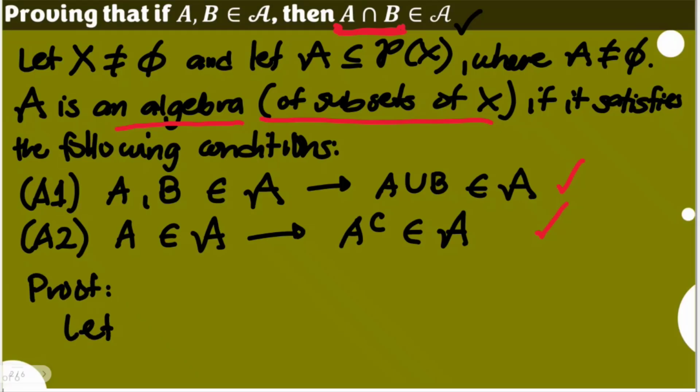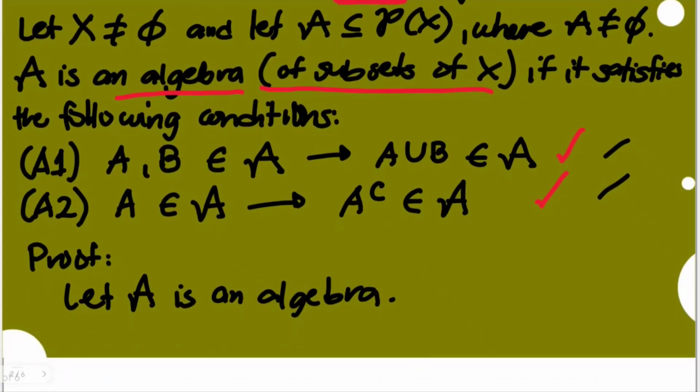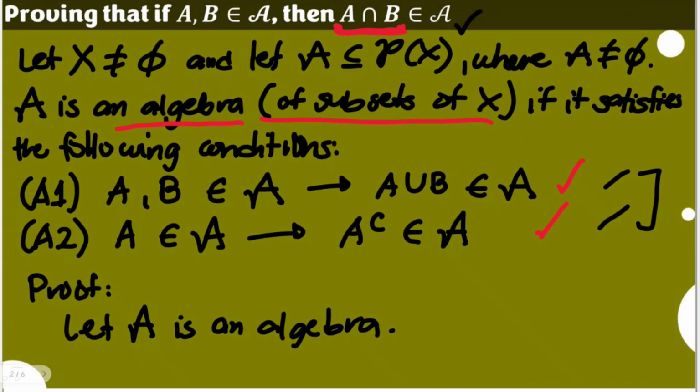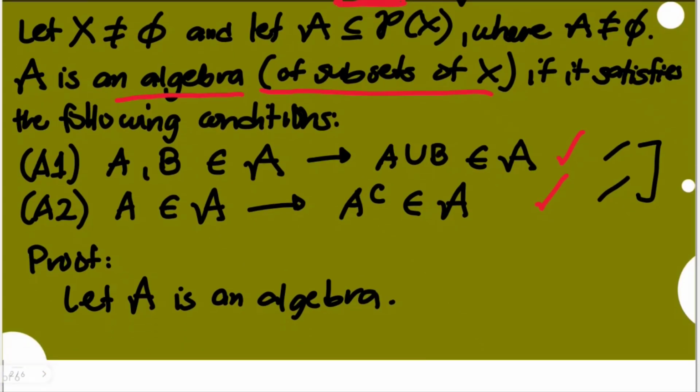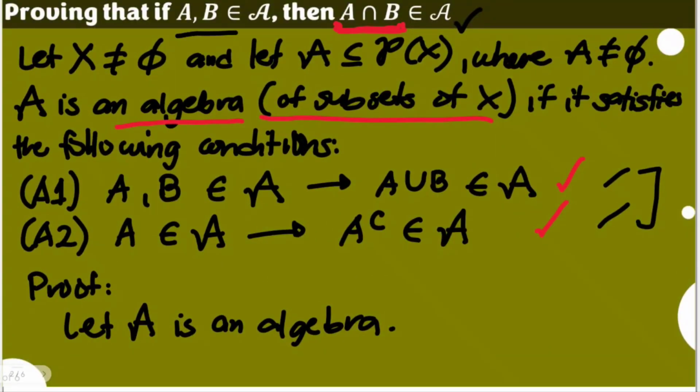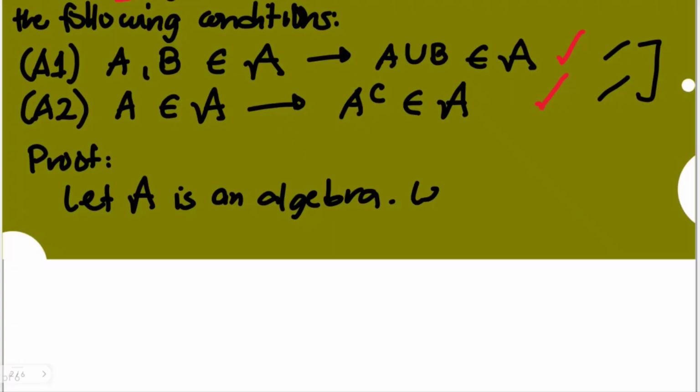First, let script A be an algebra. Or let's make it generalized. Let's not use X here, but make it a general statement that script A is an algebra, meaning these two conditions should already be satisfied. So what we're going to show is that from any of these two statements, we will end up with the intersection also contained in our script A. Of course, we will be using A and B because it is part of our condition. So we are going to let A and B be elements of your script A.